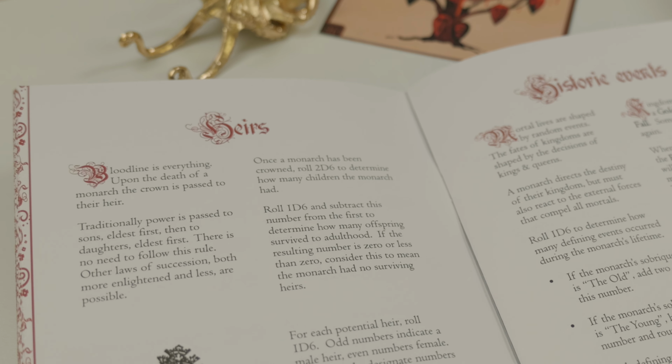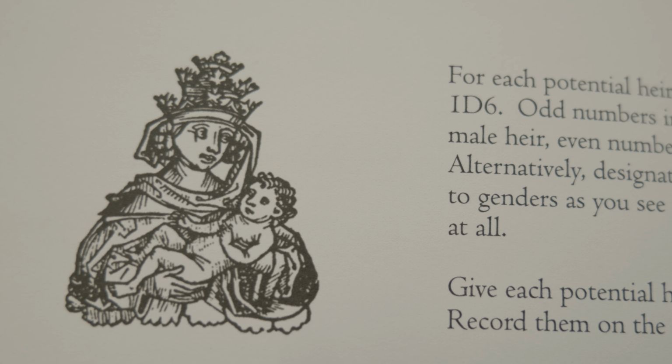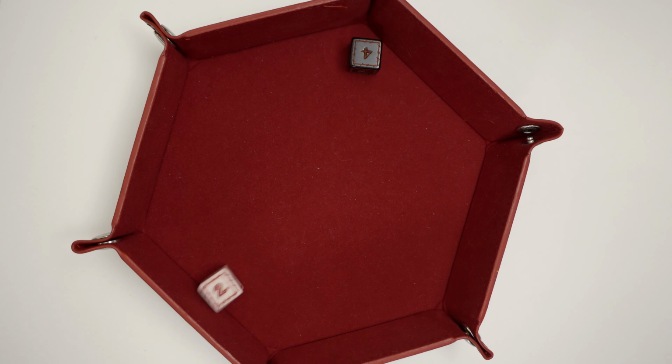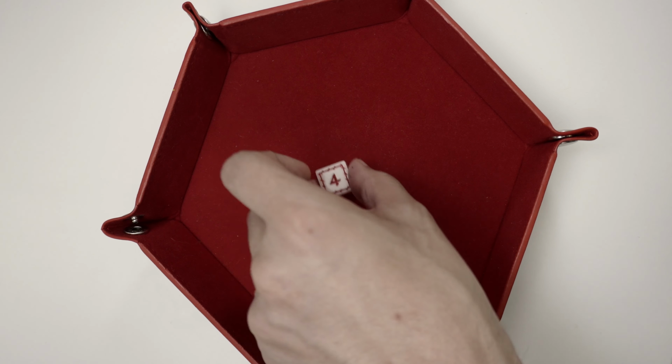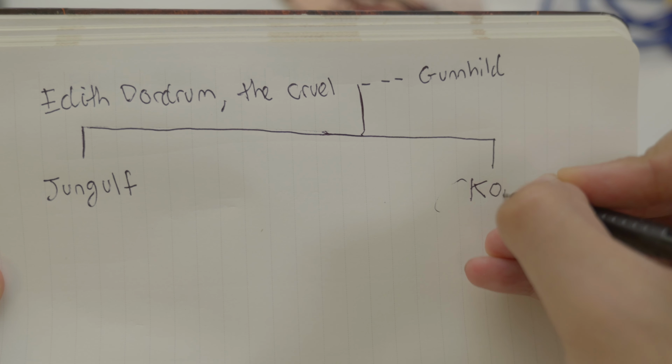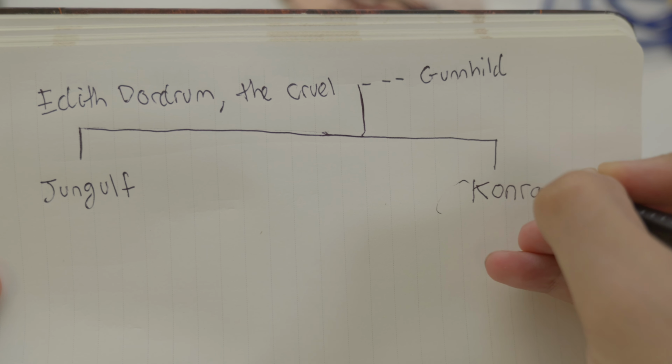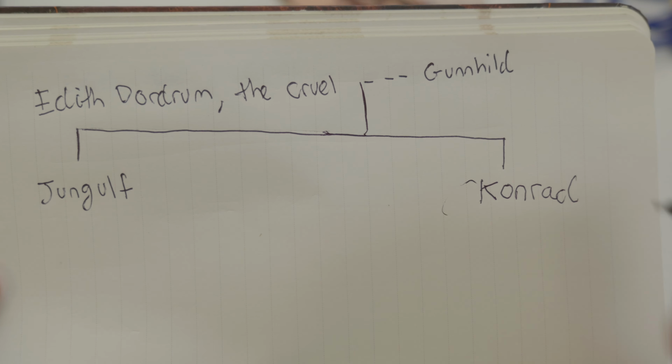Next, it's time to generate heirs. You roll 2d6 again, but rather than looking up the result in the prompt, this time the result of the 2d6 tells you how many children the monarch had. You then roll 1d6 to see how many died before adulthood. You can then use dice to determine, or you can simply choose the gender of the surviving children. What's more important, however, is that you record the name of the monarch, the name of the spouse, and the names of the children and their genders in a family tree.